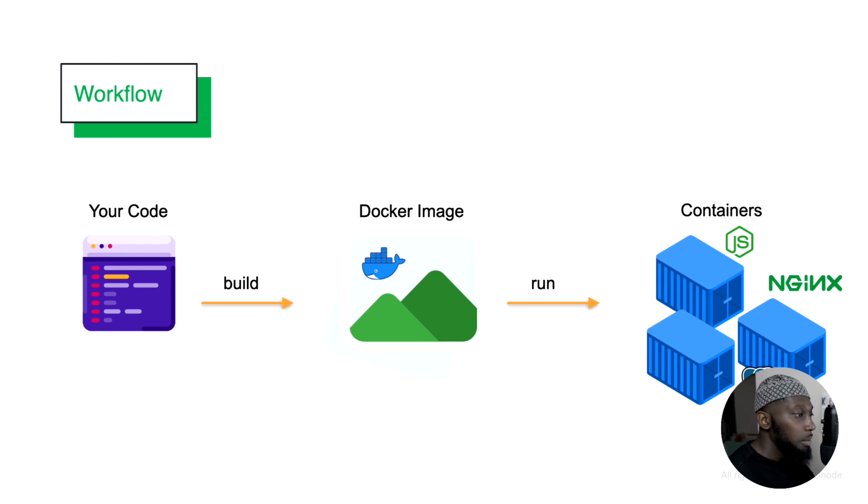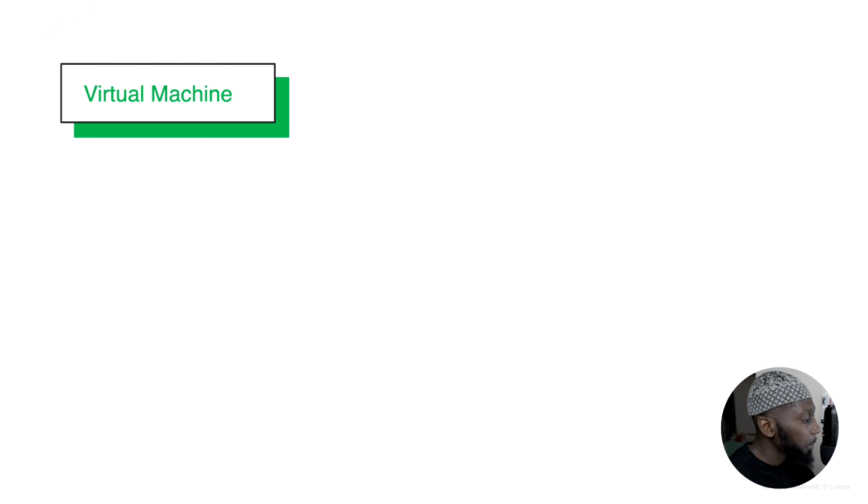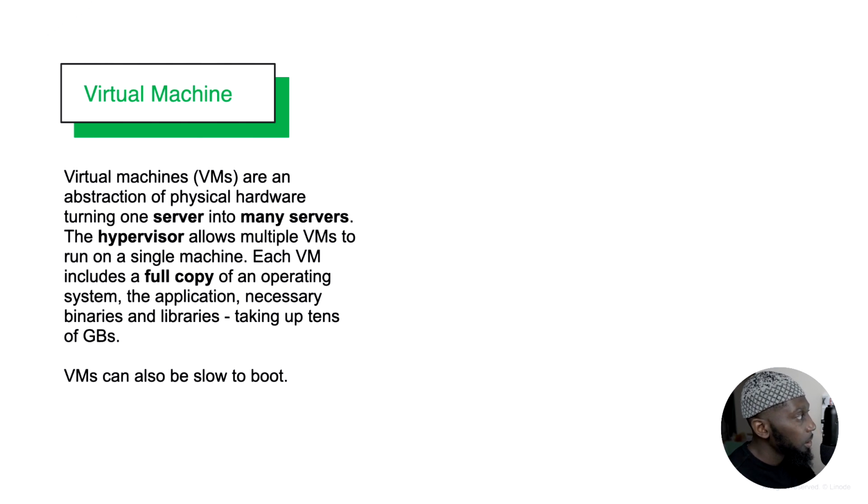Now, before we move any further, let me actually explain virtual machines, because it's something that you need to know. What is the difference between Docker and virtual machines? A virtual machine, or VM, provides an abstraction of the physical hardware, turning one server into multiple servers, right? And you have the hypervisor on top of it, which allows multiple VMs to run on a single machine. What's important here is that you have a full copy or a full OS for each virtual machine, and it can be really slow.